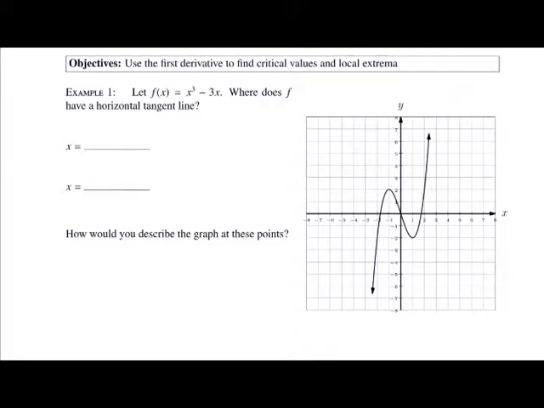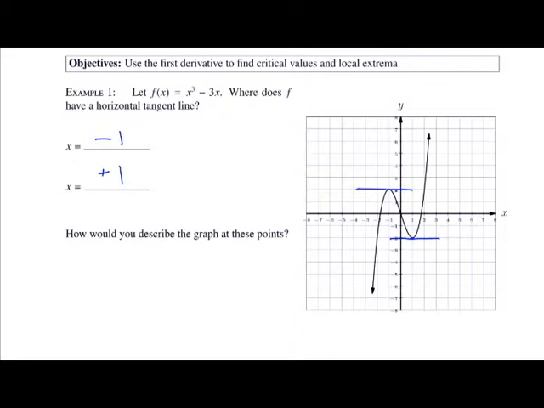Let's look at this example. f of x is equal to x cubed minus 3x. Where does f have a horizontal tangent line? Okay, yeah, there's a horizontal tangent line right here. And there's a horizontal tangent line right here. Okay, so let's say at -1 and at +1.